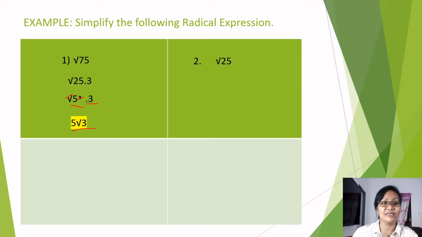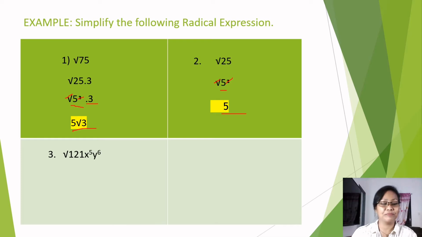Number 2, we have square root of 25. 25 is a perfect root, so we can write it in exponential form, 5 squared. Extract the root. If there's nothing written in your index, that means 2. Since the index is 2 and the exponent is 2, then it is a perfect square. Then our final answer is 5.